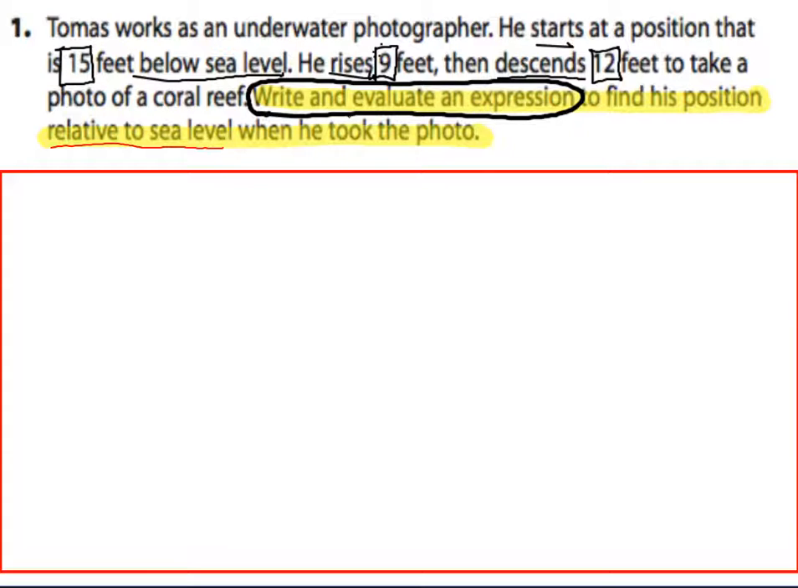All right, so now I want you to take your numbers and write an expression that will tell me where Thomas was when he took his picture. When you come back, we'll check your answer.